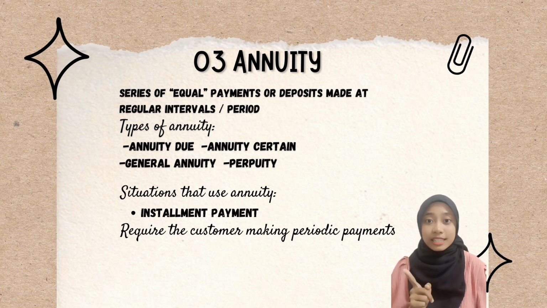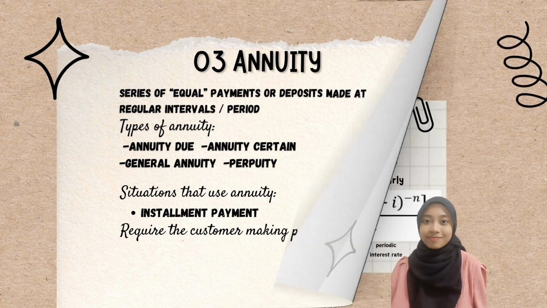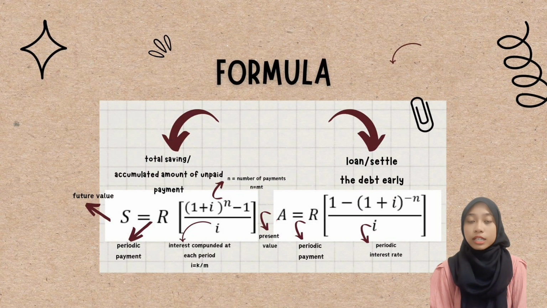Yes, it's annuity certain. Few situations stated that using annuity, but we are going to touch only one situation, which is installment payment that require the customer making periodic payments. As for the formula, we have 2 formulas used in annuity.